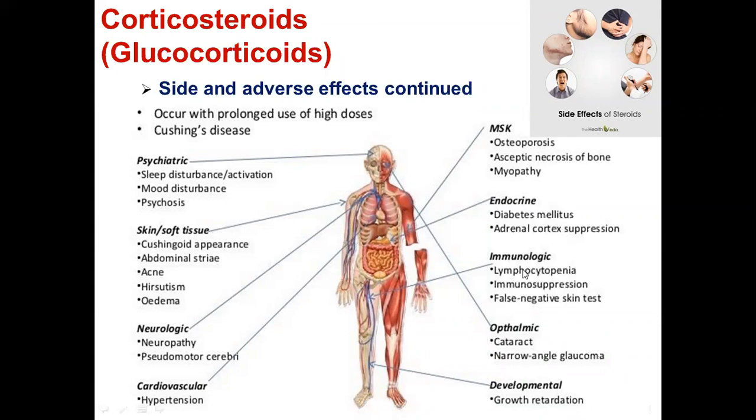Immune system: immunosuppression. So the immune system is going to be compromised, so infection is more common, and we need to isolate the patient if they have an infection or fever, right? Also ophthalmic: patients develop cataract, and growth retardation in the case of children.